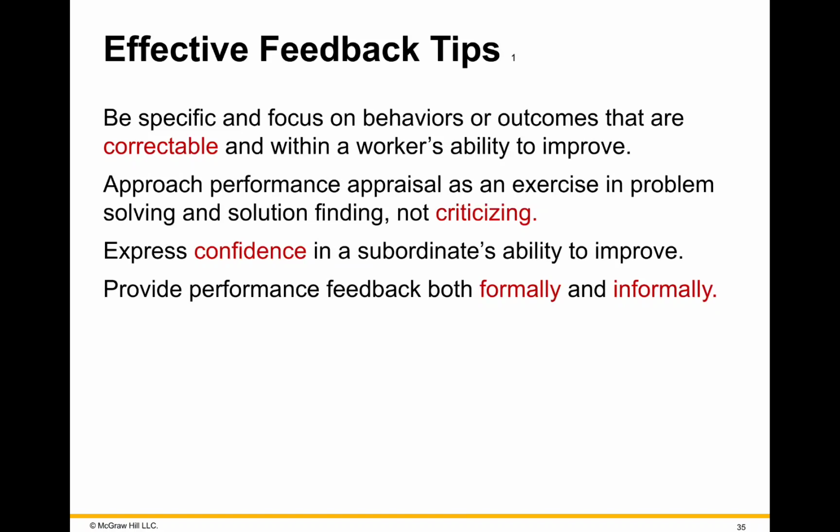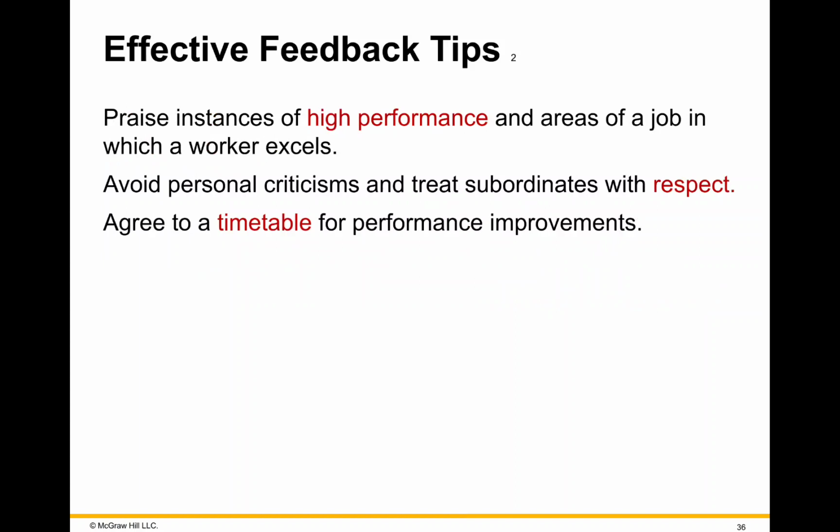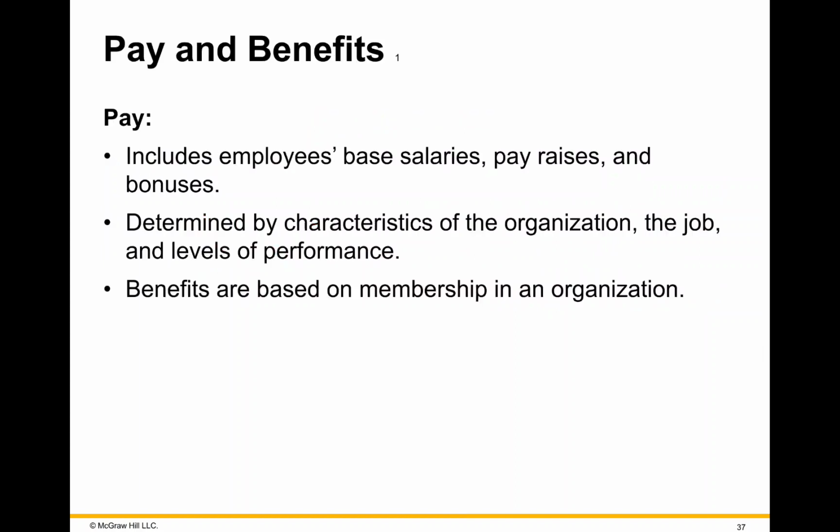Express confidence in the subordinates' abilities to improve. We know that when we give them feedback, they are able to improve. Provide performance feedback both formally and informally. Praise instances of high performance and areas of a job in which a worker excels. Avoid personal criticism and treat subordinates with respect. Don't focus on personal problems. Agree to a timetable for performance improvements.